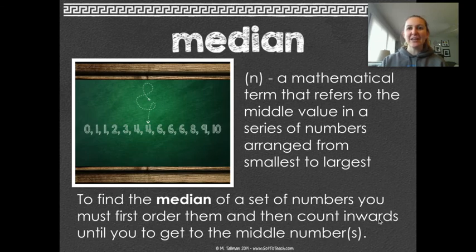Median is a mathematical term that refers to the middle value in a series of numbers arranged from smallest to largest. So to find the median of a set of numbers, you order them from least to greatest, and then you count inwards until you get to the very middle number, and you circle that.